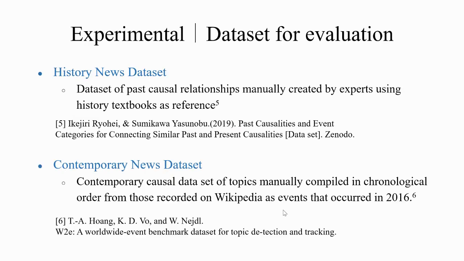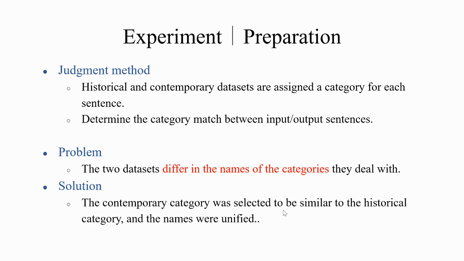Next, the dataset for evaluation. For historical news, we use a historical dataset manually created by experts based on history textbooks, and for contemporary news, we use a topic-by-topic news set recorded in Wikipedia. Next, preparation. These two datasets are each assigned a category for each sentence. We determine the category match between input and output sentences.